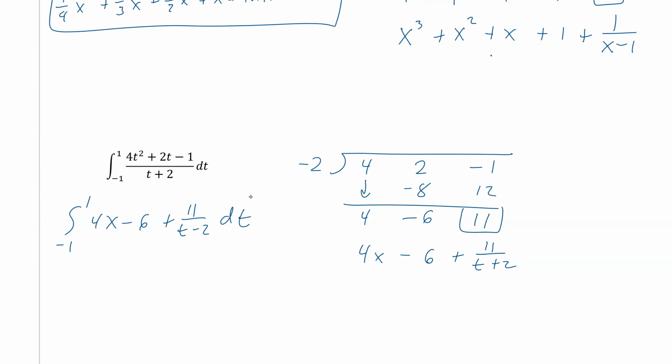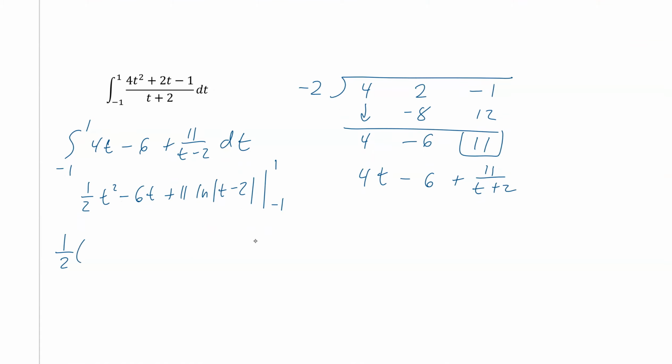dt. That's not an x, that's a t. Do that a lot. There we go. Now everything matches. You always know at the very end when it says dt that everything should be t's. So this would become 4 over 2 t squared minus 6t plus 11 ln t minus 2 from 1 to negative 1. Now this is a quick simplify, so I'm just going to change it to a half.